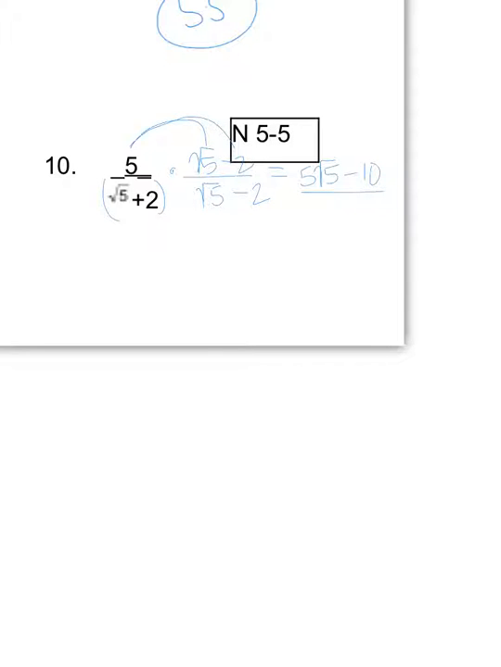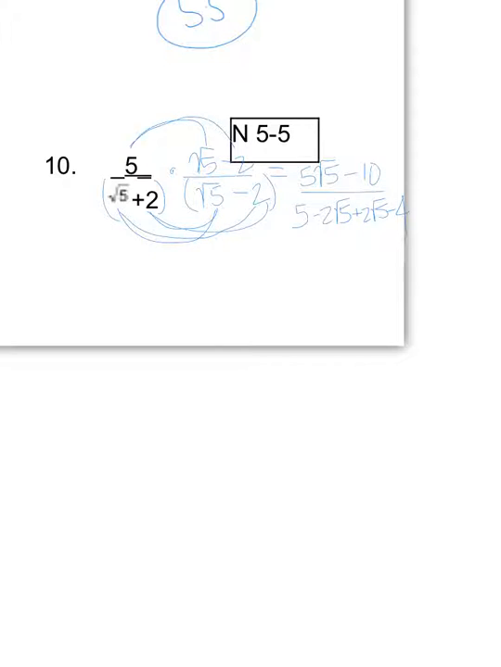Notice the denominators here. I'm multiplying a binomial times a binomial, because I have 2 terms and then another 2 terms. So I have to use FOIL. So square root of 5 times square root of 5 is just 5. Square root of 5 times negative 2 is a negative 2 square root of 5. 2 times square root of 5 is positive 2 square root of 5. And then 2 times a negative 2 is a negative 4.